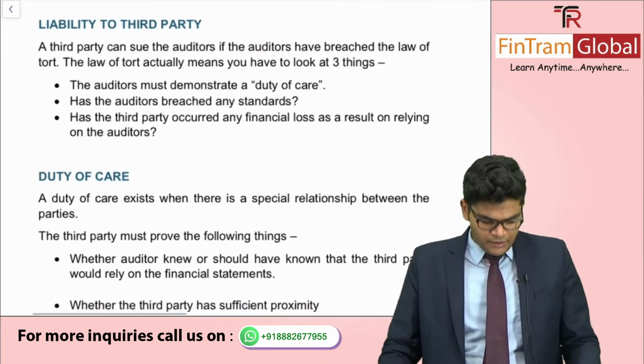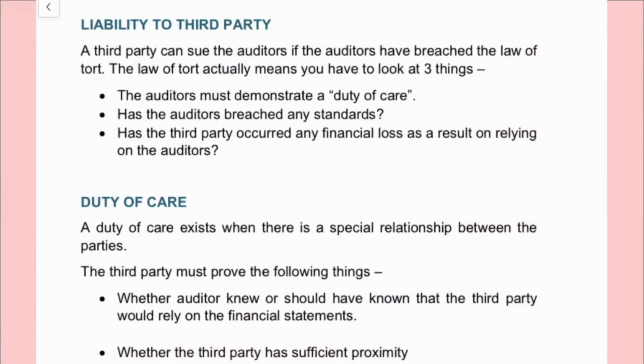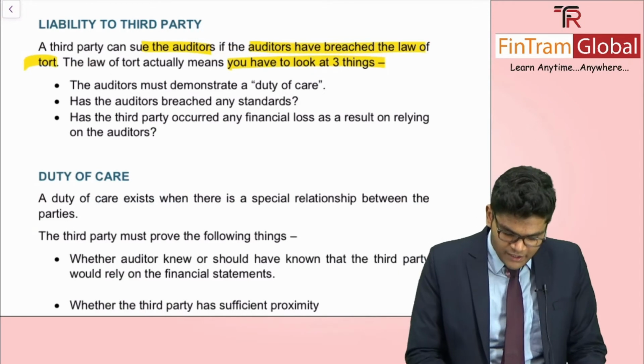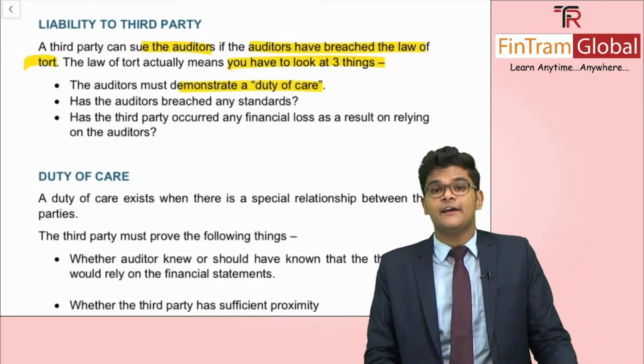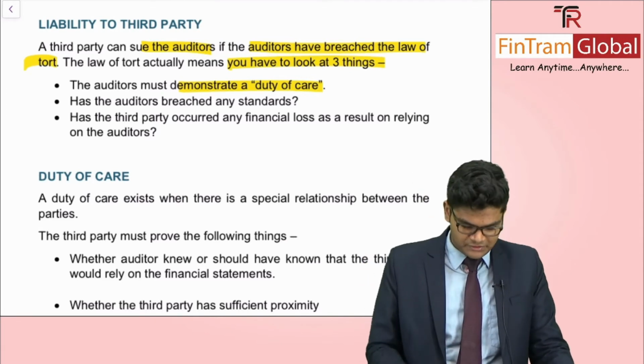Moving on to the liability to third party. So what exactly is the liability to third party? Let's take a look. A third party can sue the auditors if the auditors have breached the law of tort. So what exactly does the law of tort mean? The law of tort actually means you have to look at 3 things. So what exactly are the 3 things? First of all, the auditors must demonstrate a duty of care. We will look into what a duty of care means a bit shortly. However, let's move on to the second one.